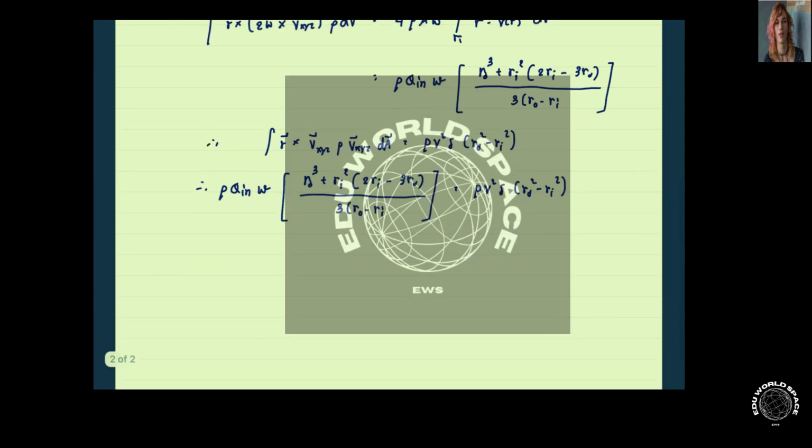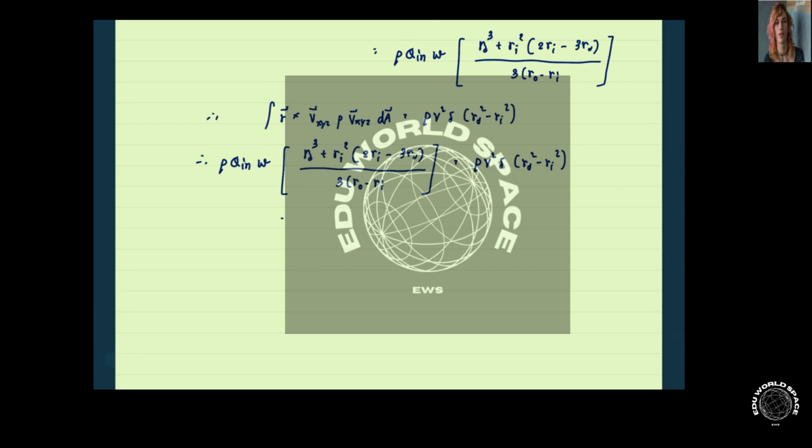Okay, and then we can solve for omega, where omega will be 3 times R0 minus Ri times V square del times R0 square minus Ri square divided by Q in times R0 to the power 3 plus Ri square times 2Ri minus 3R0. And for the given data, it will be 120 RPM. So that is the answer.